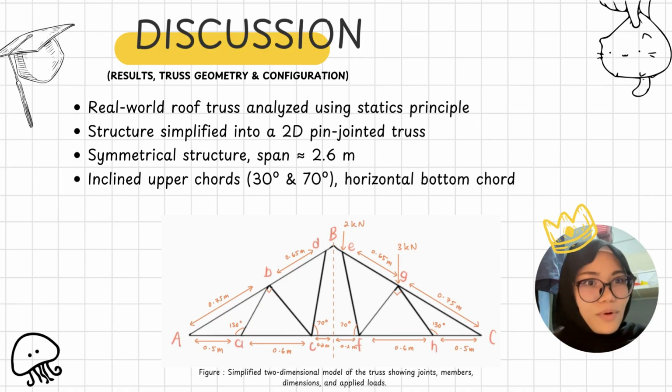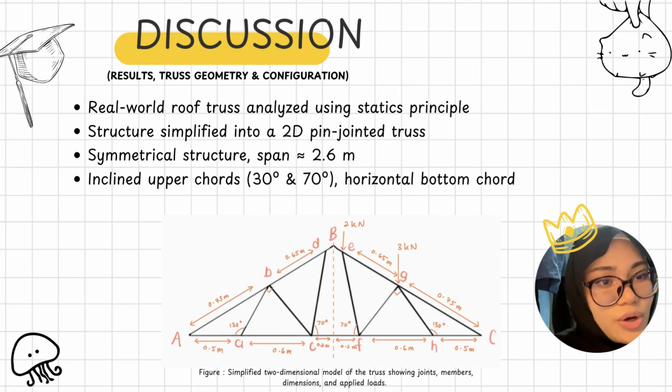This simplified model allows the internal forces in the truss members to be analyzed effectively while still representing the actual behavior of the real structure. As you can see, the figure shows a simplified two-dimensional model of the truss showing joints A and C, members A, B, C, D, E, F, G, and H, dimensions, and applied loads.